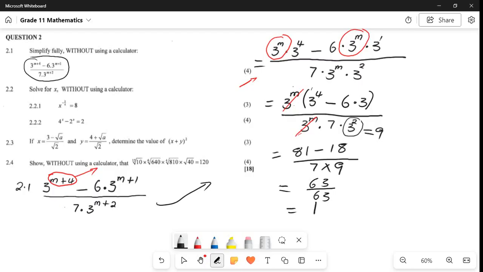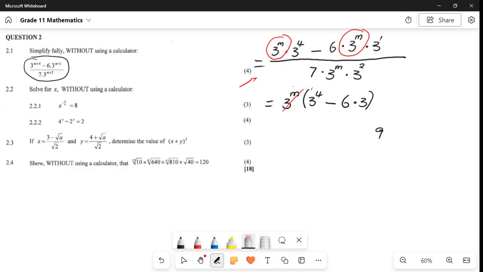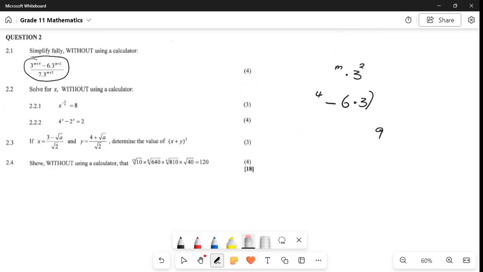So these are some of the questions that you should never lose even a single mark from, because simplifying is quite easy, no matter how complex the question may look. But once you try it and apply the correct mathematical methods, trust me, you are going to get everything, and you are not supposed to lose any mark on this. So that's the final answer on question 2.1. Now let's move to the next one.